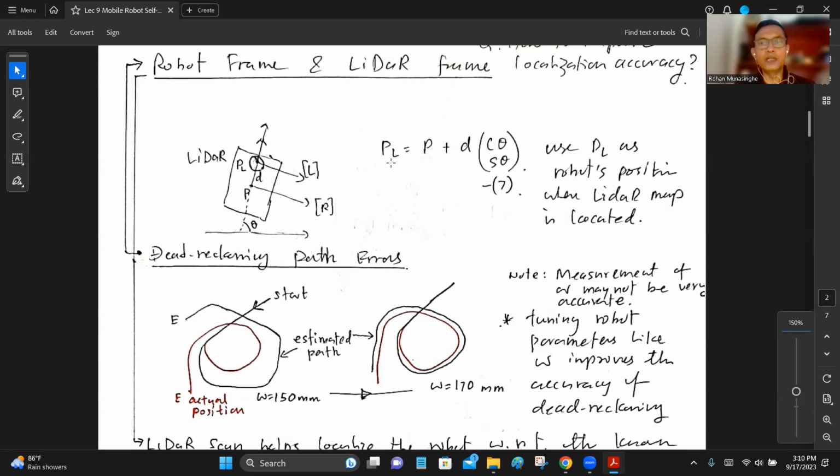So this is a very simple relationship between a LiDAR coordinate frame and the robot's coordinate frame. If you know the distance between the two centers, let's say D, the position of the LiDAR with respect to the robot is given by this equation: P plus D times (cos theta, sin theta). So this is the unit vector along the y direction, and D is the distance. You add this vector to P. P is the vector of the robot's position with respect to the world coordinate frame. And to that you add this quantity, and it's the position of the LiDAR sensor with respect to the world coordinate frame.